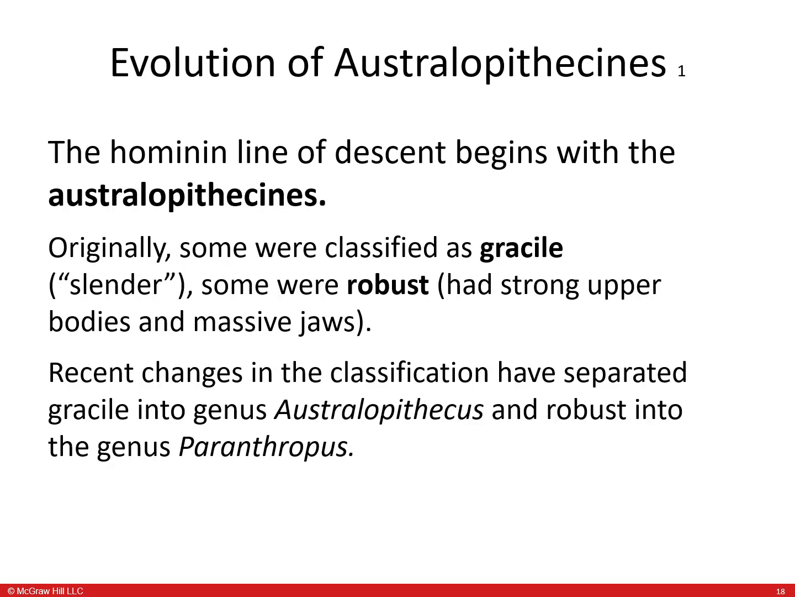The hominin line of descent begins with the Australopithecines. Originally, some were classified as gracile, which means slender. Some were robust, with strong upper bodies and massive jaws. Recent changes in the classification have separated the graciles into the genus Australopithecus and the robust into the genus Paranthropus.